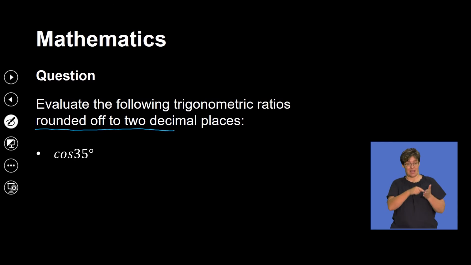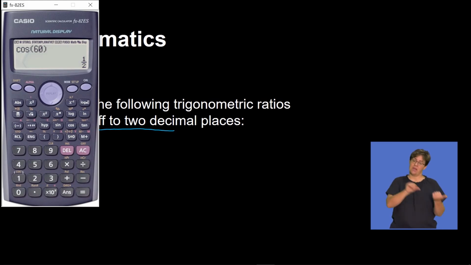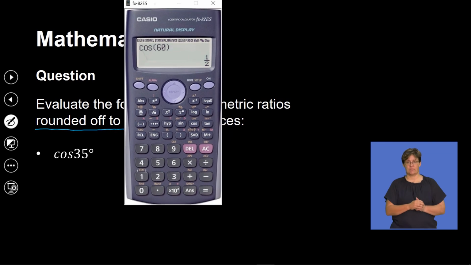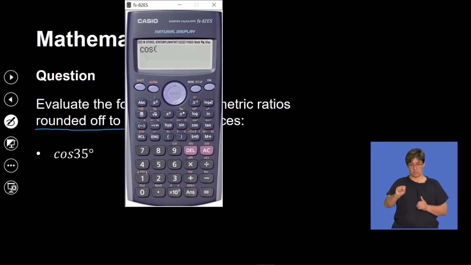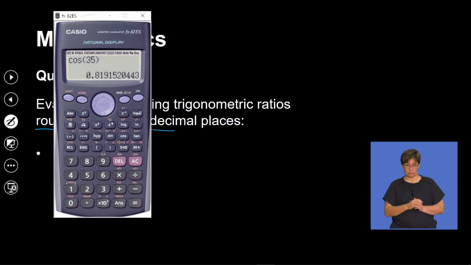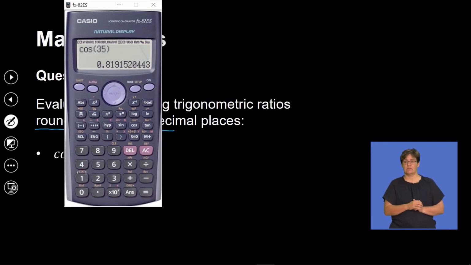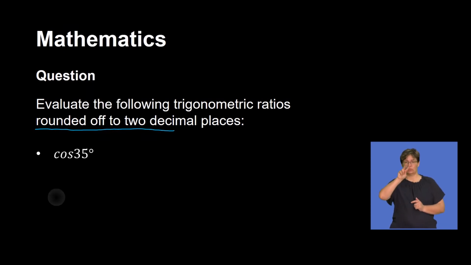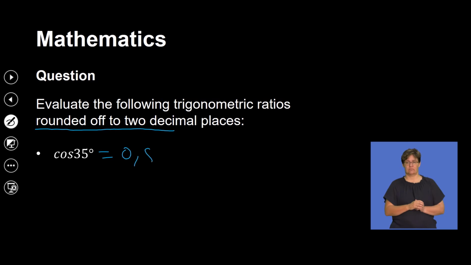So on my calculator, remember we go back to the calculator, you will press again cos, it opens the bracket, 35 degrees, close your bracket, it gives you the answer. So you can see it's quite a long decimal that I'm having there. But they said rounded off to 2 decimal places. Yes, 2 decimal places. So that's going to be 0.82. So this will be 0.82. And this is when we really do not have a special angle, because 35 is definitely not a special angle.